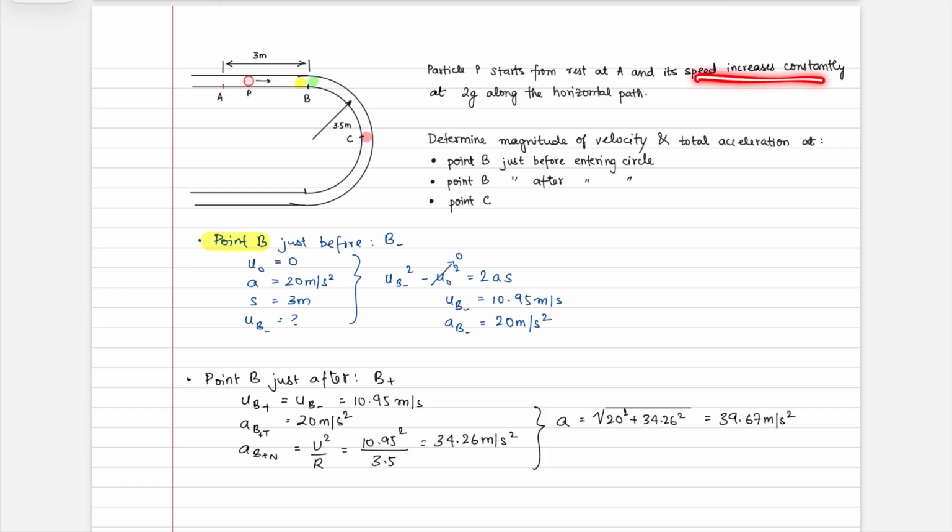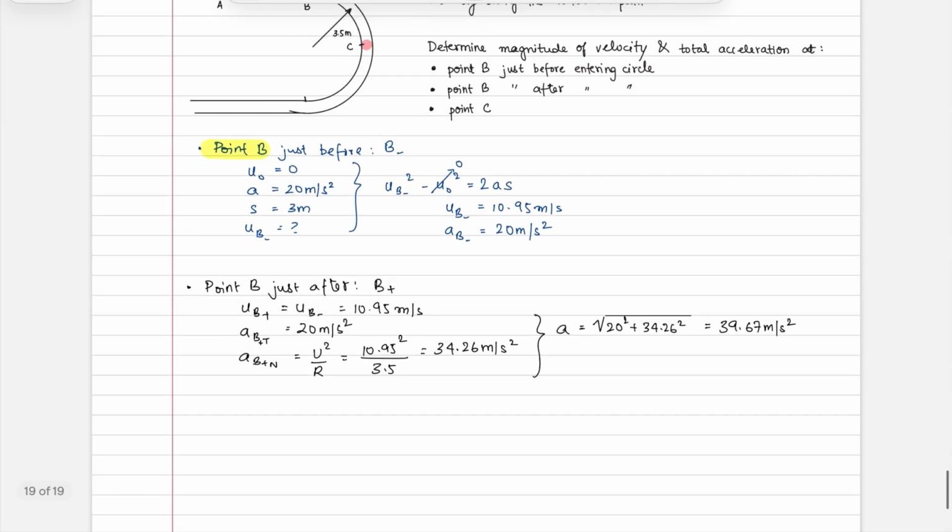So even though its speed is increasing constantly, the moment it has entered this circular motion, because you now have this normal component of acceleration, it is then creating this jump in the acceleration. Previously it was 20 meter per second square, now it's almost double. Okay, simply because it is going from a straight line path to now having to rotate about this point, so executing circular motion.